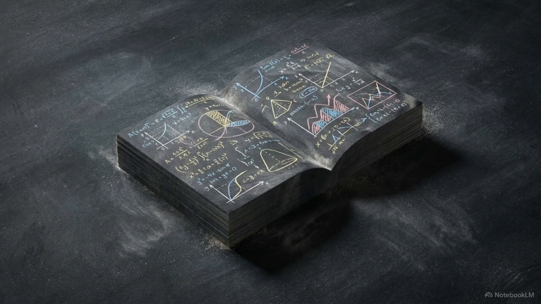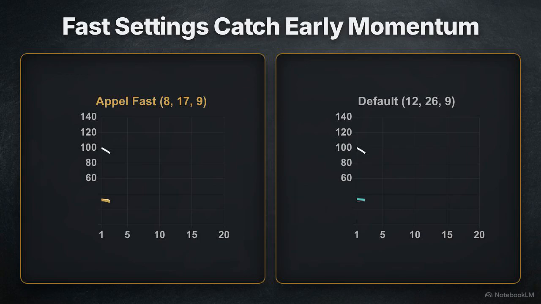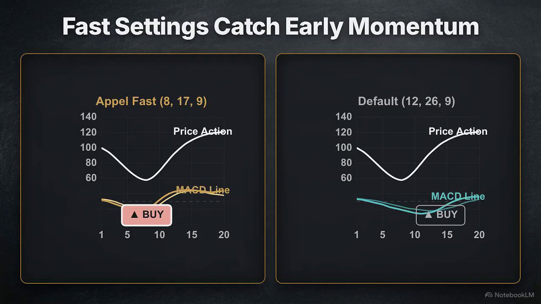To find the solution, we have to look back at Gerald Appel's original instructions. He didn't tell traders to stick to one static set of numbers. He told them to be dynamic. For generating buy signals in an uptrend, Appel explicitly recommended highly sensitive, fast-acting inputs: 8, 17, and 9. On this chart, the 8-17 setting on the left catches the momentum at the very bottom of the dip, well before the default on the right even reacts.